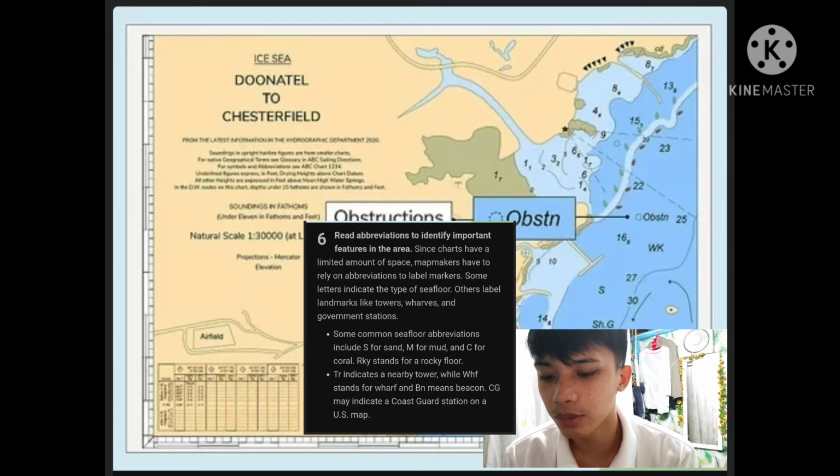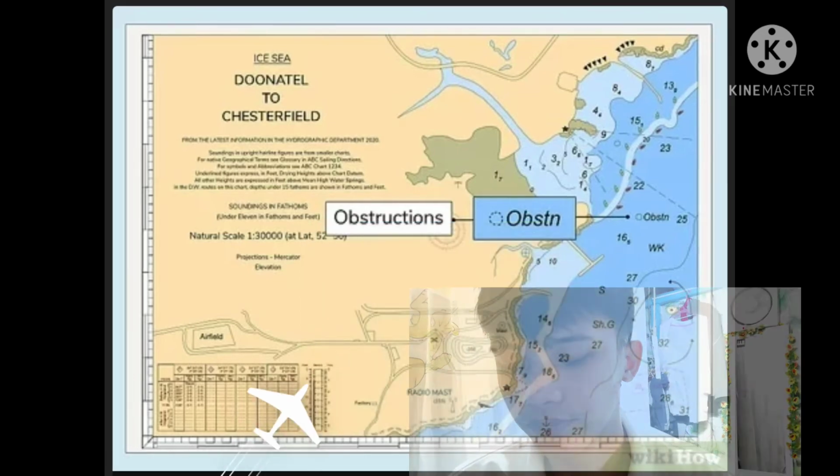Some common seafloor abbreviations include S for sand, M for mud, and C for coral. RKY stands for a rocky floor. TR indicates a nearby tower, while WHF stands for wharf, and BN means beacon. CG may indicate a Coast Guard station on a US map.